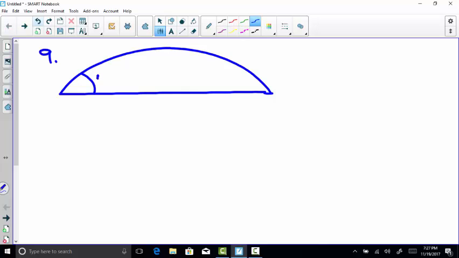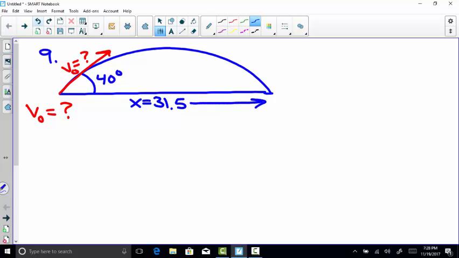Some things that you know: the quarterback throws it at an angle of 40 degrees, and we don't know what the initial velocity is that the quarterback throws it at. In fact, that is one of the things we are trying to figure out, what velocity the quarterback throws at. So there are a few issues we need to think about when solving this. We really only have one bit of information, and that is that the quarterback throws the ball a distance of 31.5 meters.